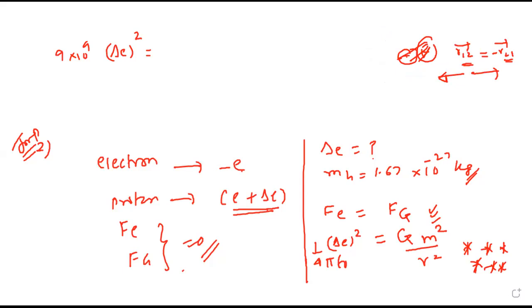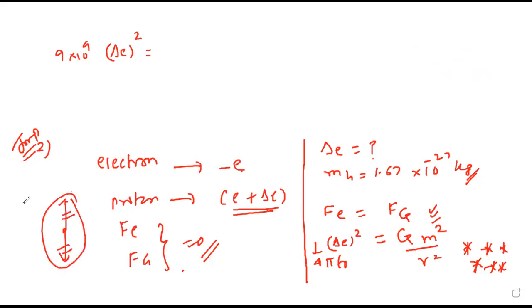Still doubt, or is it clear? Yes, it is clear, sir. The direction is opposite, but the magnitude is the same. Then only it will be zero. See, suppose this is the electrostatic force and this is the gravitational force. If this is 5 and this is 5, then only the result will become 0.